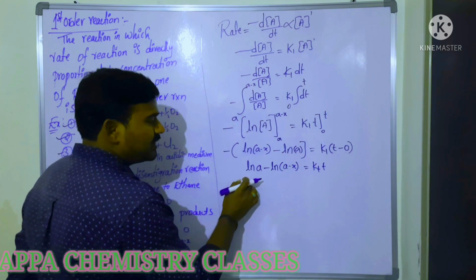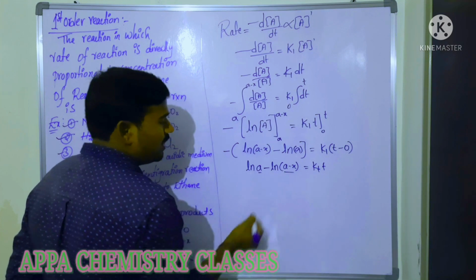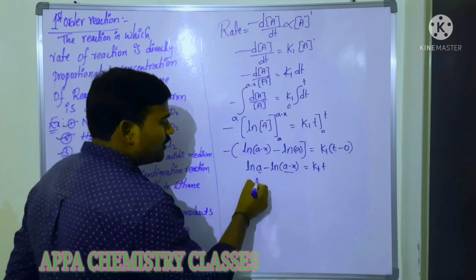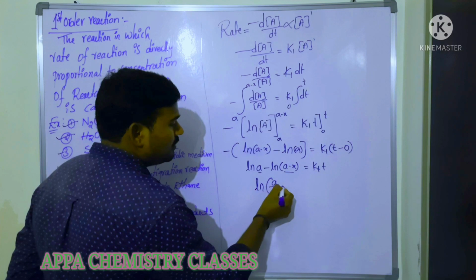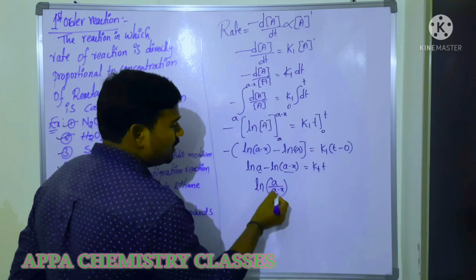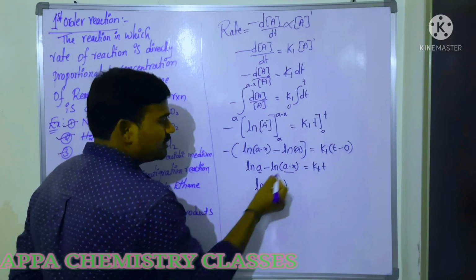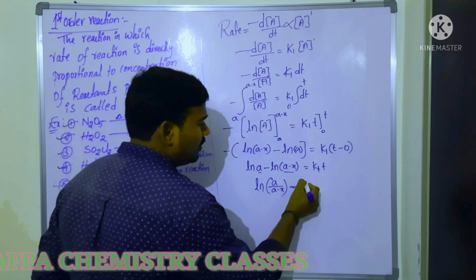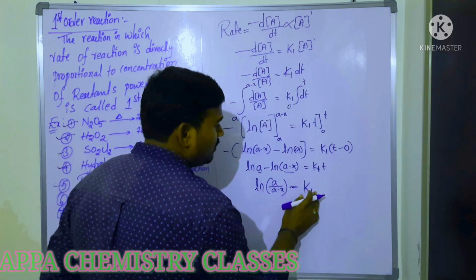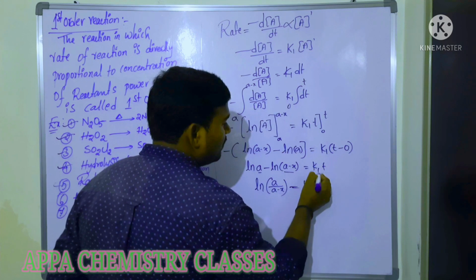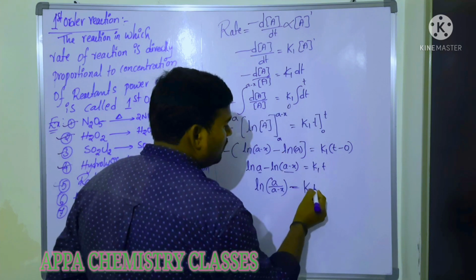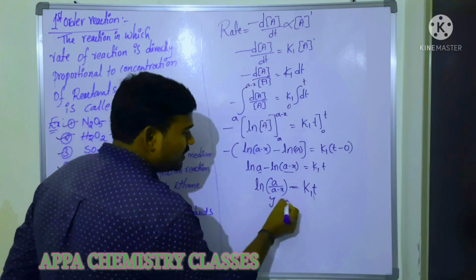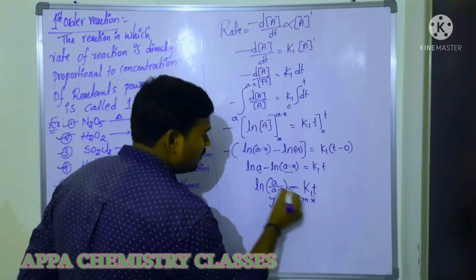So it is of the form log A minus log B, so we can write it as log of A by B. In place of A we have the initial concentration, and B is the final concentration, is equal to K1t. So how is it? y is equal to mx. Just round off this.